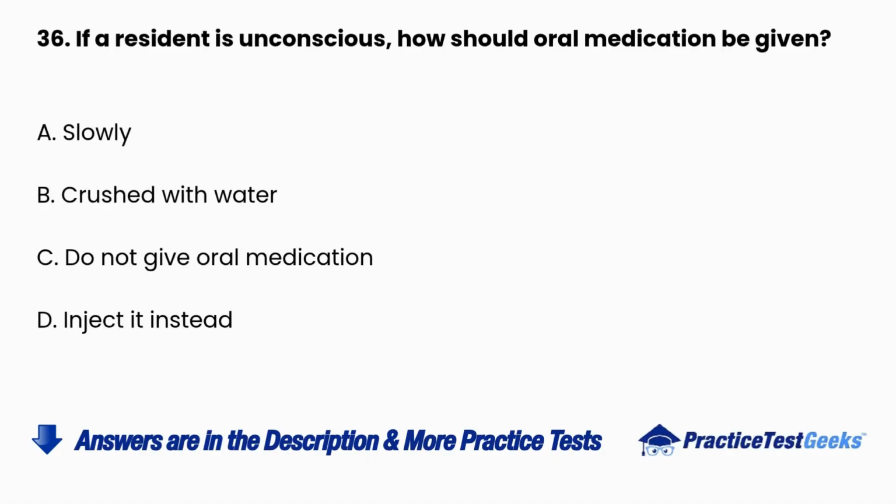36. If a resident is unconscious, how should oral medication be given? A. Slowly. B. Crushed with water. C. Do not give oral medication. D. Injected instead.